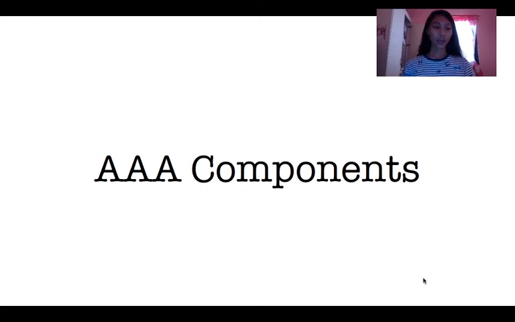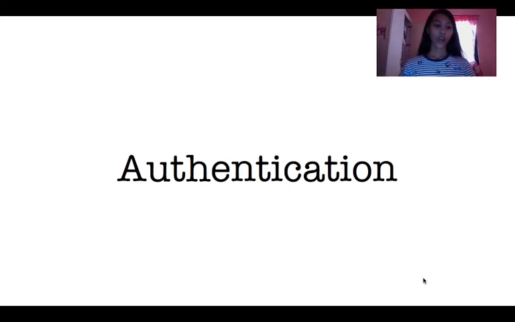And then we have here our AAA components. Our AAA provides the primary framework to set up access control on a network device. For our authentication, local AAA stores usernames and passwords locally in a network device such as the Cisco router.